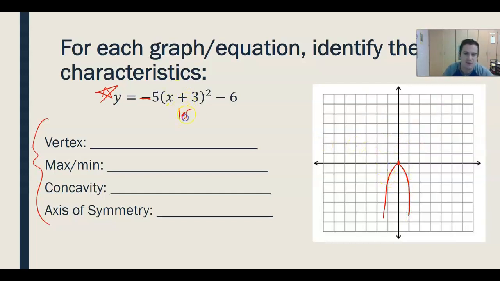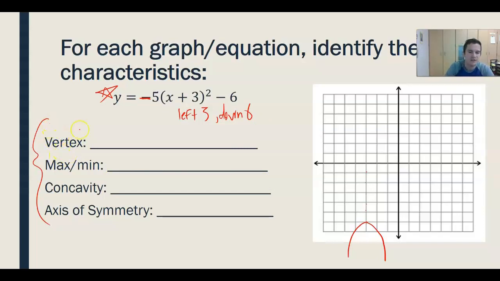This means I'm moving to the left 3 units and down 6 units. This number in here moves left to right, the opposite of the sign that's given. This number out here moves up and down, the same as the sign that's given. So this is going to move to the left 1, 2, 3, and down 1, 2, 3, 4, 5, 6. So that right there is a sketch of my graph. Okay, I have a rough sketch. This isn't a perfect sketch, but now I have probably enough that I can identify some of these characteristics.